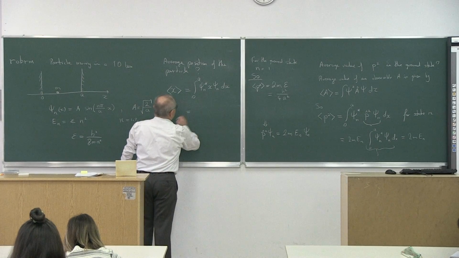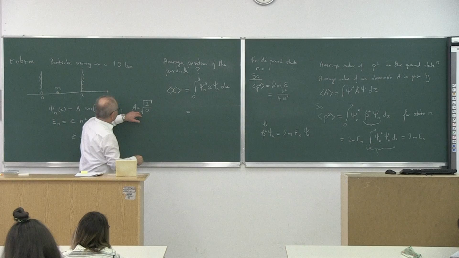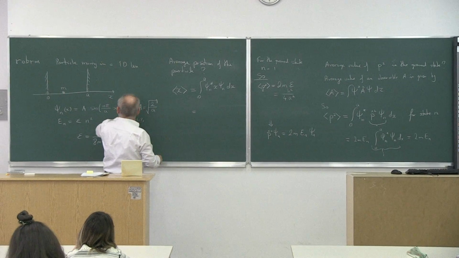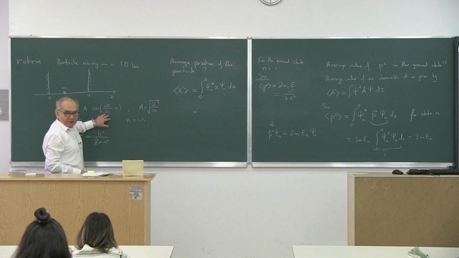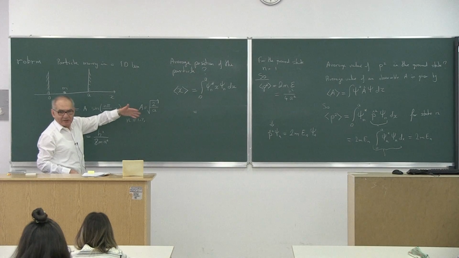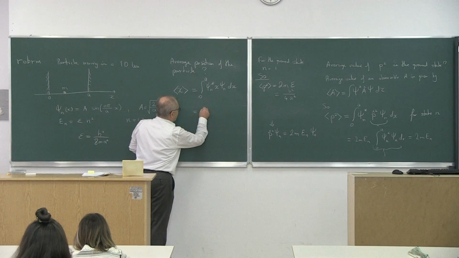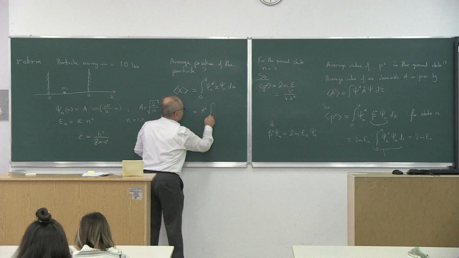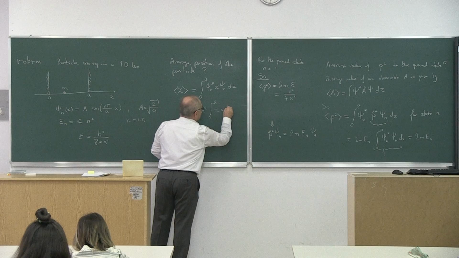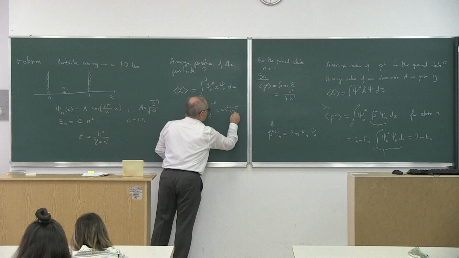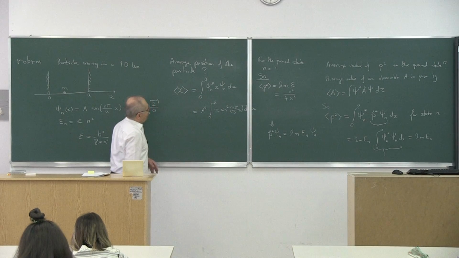Now, let us substitute explicitly. You see, A is a real constant here. This part is also real. Therefore, the complex conjugate is the same as itself. And here we have the square of A, and then x times sine square n pi over a x dx.